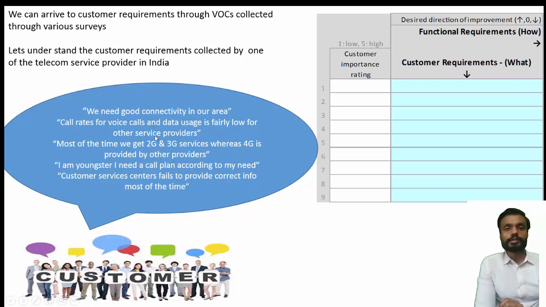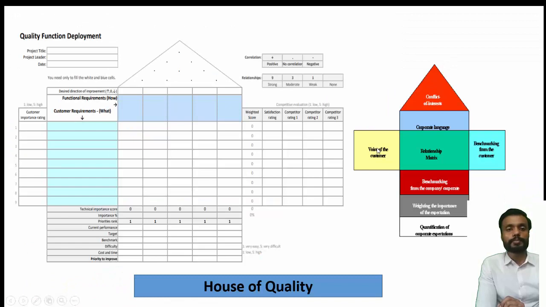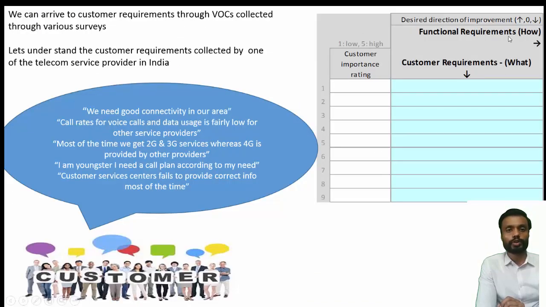As we discussed, this is the first house we talked about, wherein you will capture the VOC of the customer. You would have your customer requirements. So this is voice of customer we are going to talk about. So this is the first house. Now, customer importance ratings. So you would capture all the VOC over here, your customer requirements, and then you will provide a rating according to the importance of that customer requirement to the customer. So that would be your customer importance rating.